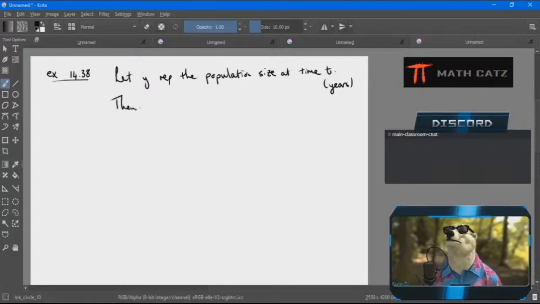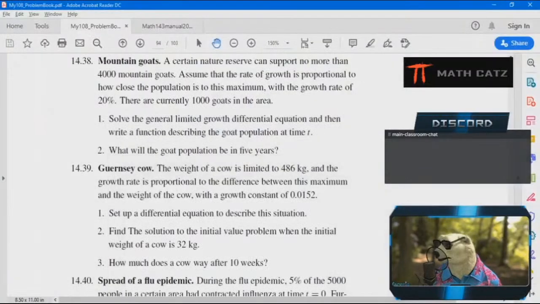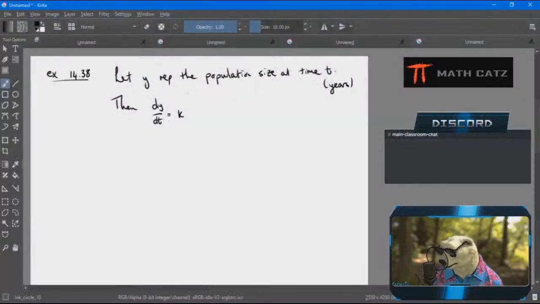Now, I have the rate of change. It's proportional to something. Not proportional to y itself, but proportional to the gap between the population and the maximum capacity. So it's going to be proportional to the difference of the two, the capacity, which is 4,000, they say, and the actual population, where the growth constant is given as 0.2. So I should have just put that in. Let us do that to not make it any more complicated. And we can do a general one, I think, after this example.